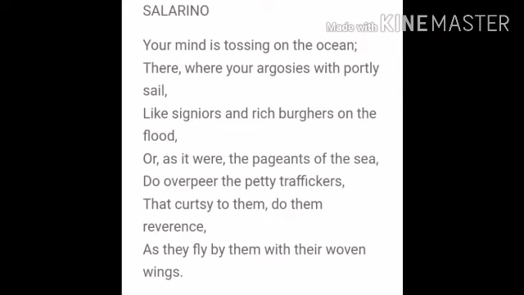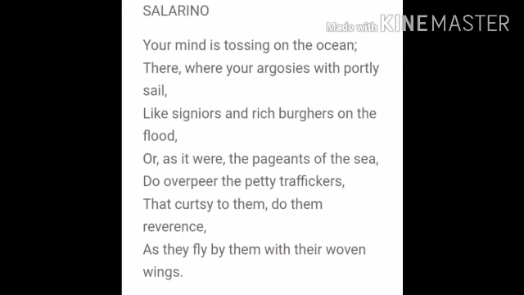Like seigneurs and rich burghers on the flood. So here we find Salarino comparing the ships of Antonio with various other items. First comparison of Antonio's ship is done with the seigneurs and rich burghers on the flood. Seigneurs meaning great lords, L-O-R-D-S, lords. Rich burghers meaning wealthy citizens. So Salarino says that the presence of Antonio's ship in the sea is just like the great lords and wealthy citizens moving in the flood.